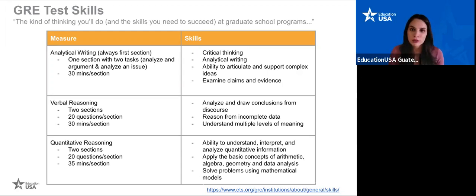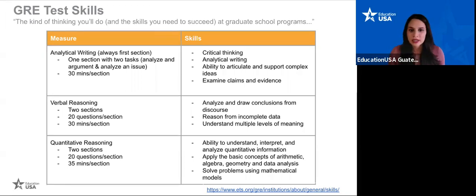Now, when looking at the verbal reasoning, remember, there's 2 sections, 20 questions each. Here, we'll look at analyzing and drawing conclusions from these scores and being able to reason from incomplete data. So being able to infer, right? Going beyond what is right there and what may be missing. And also understanding the multiple levels of meaning, you know, figurative, what is the author's intent? And being able to go beyond what is there. And again, these are all skills that are helpful for our GRE performance, but are also going to be helpful later on in our academic graduate life.